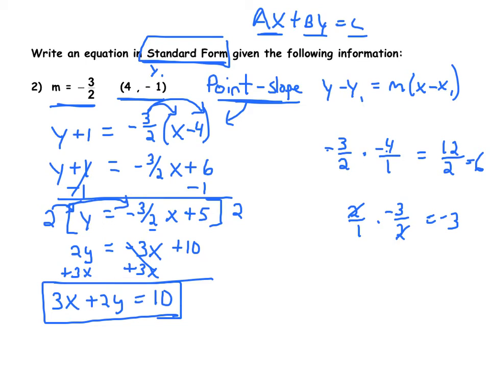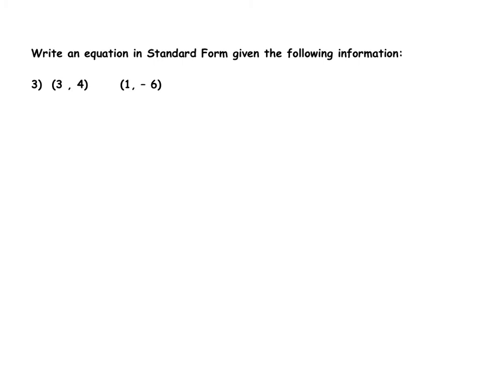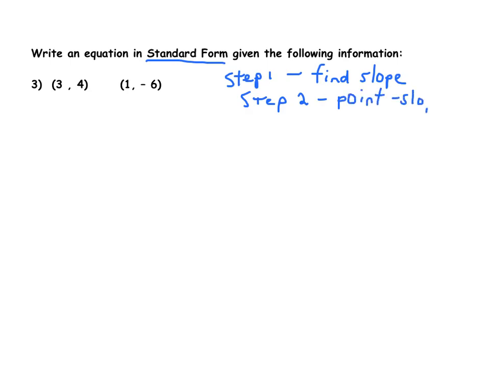All right, let's try another one. Okay, here it says write an equation in standard form, and all they give you is 2 points. So if all they give you is 2 points, then step number 1, what did we learn yesterday? Find slope. So you're going to find the slope. Then step 2 is you're going to put it in point slope form. And then you're going to clear any fractions. So step 3, clear fractions. Actually, you're not going to clear fractions first. Usually you solve for y first.